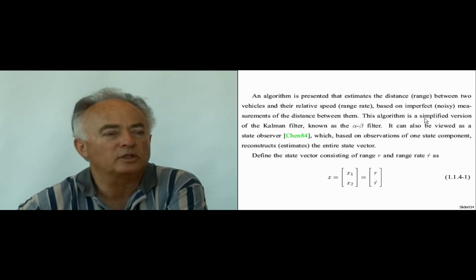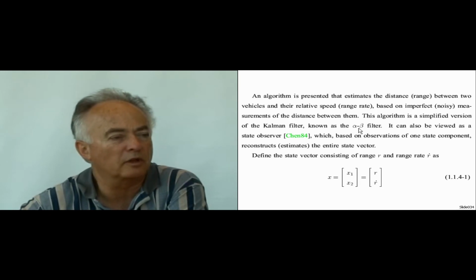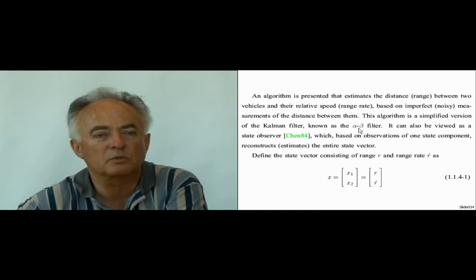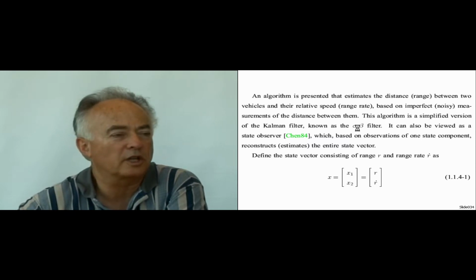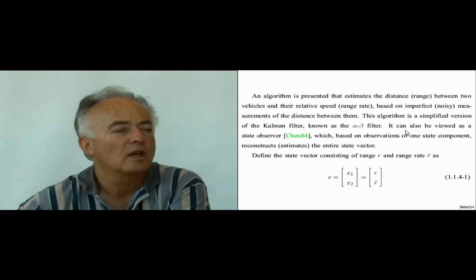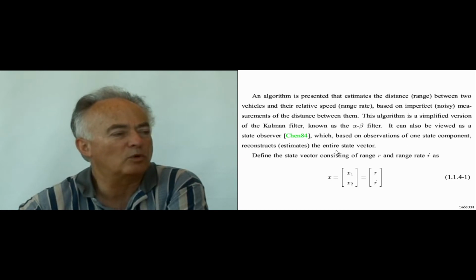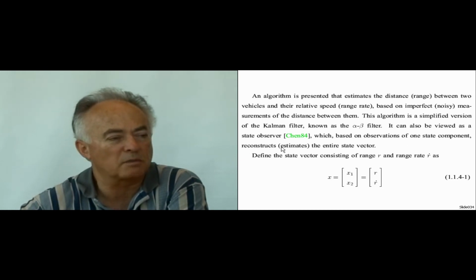This algorithm is really a simplified version of the Kalman filter. It is the so-called alpha-beta filter, which we'll see now. And at a later time in the course, we are going to provide the derivation of how the alpha-beta filter is really a particular case of a Kalman filter. It can also be viewed as a state observer, which, based on observations of one state component, will estimate the entire state vector.